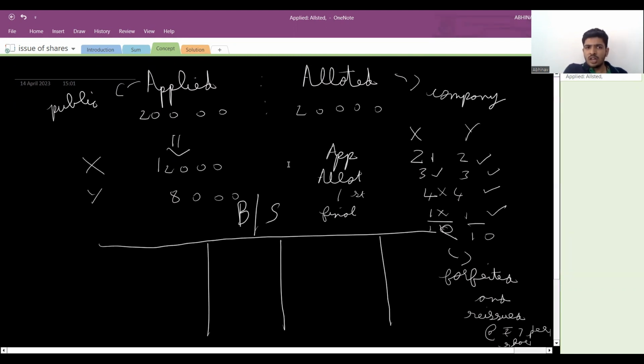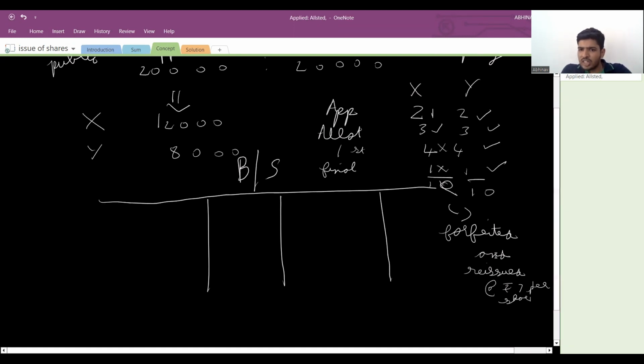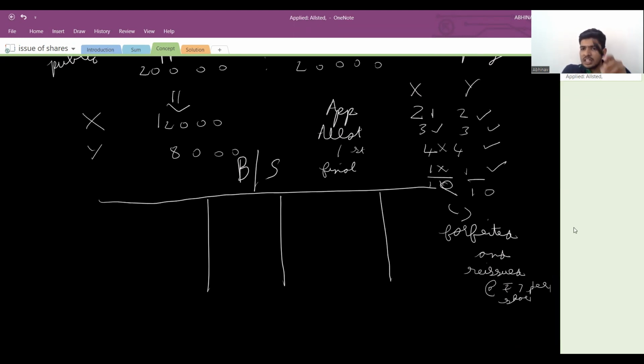This is the entire question, right? Company issued 20,000 shares. Public applied for 20,000 shares. Out of the 20,000, these are the two people who applied. X needed to pay this many installments. Y needed to pay these many installments. Y paid all. X paid the first two. X didn't pay the second two. Total installment value was 10 rupees per share. Now X was forfeited and reissued at 7 rupees per share. This was the total question.